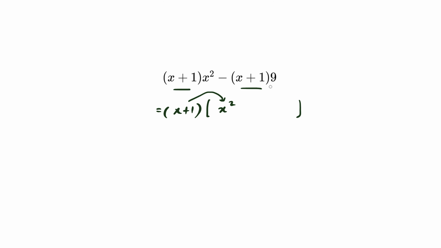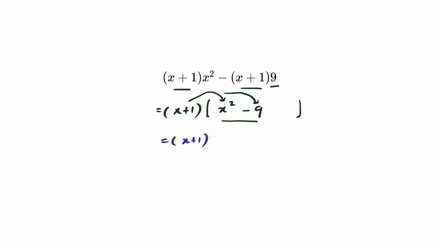Now x plus 1 times something minus 9 becomes the second term. X plus 1 times 9 is the same thing as 9 times x plus 1. So we're going to focus on this part here, and notice how we have difference of squares.